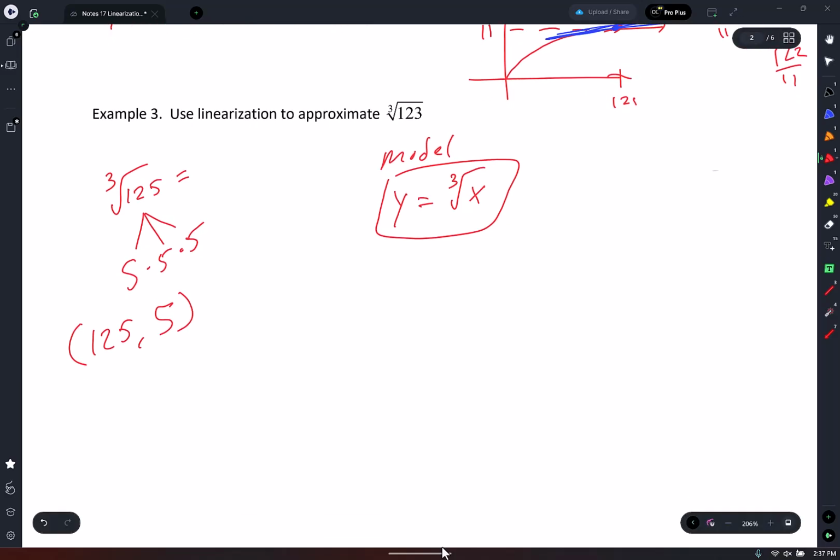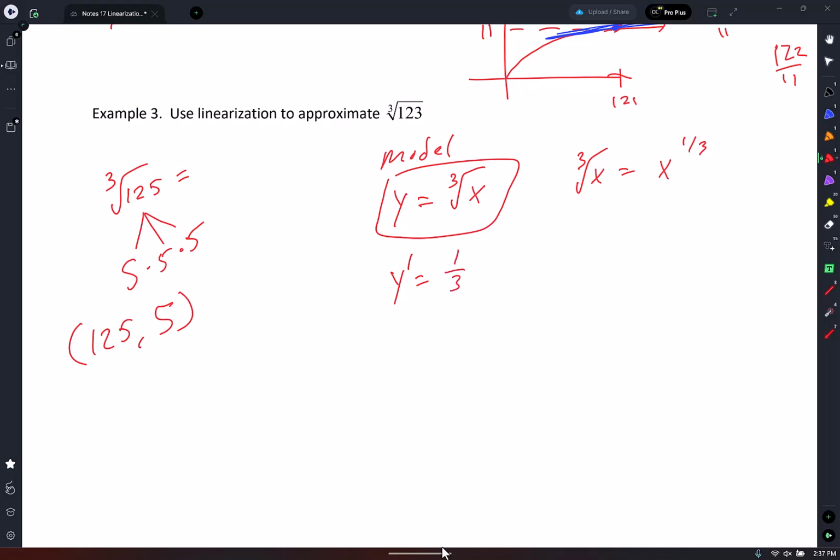Now I need a slope. So I'm going to take a derivative. Y prime equals, remember that the cube root of x is equal to x to the 1/3. So what's my derivative? 1/3 x to the... Yeah. Now you're done with calculus. You're just doing algebra. Just algebra.